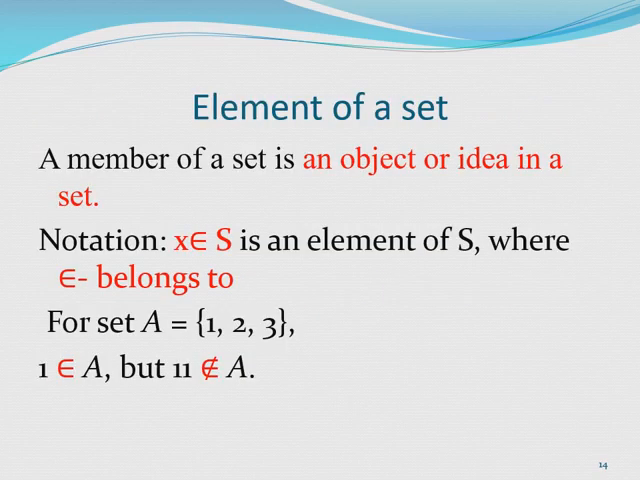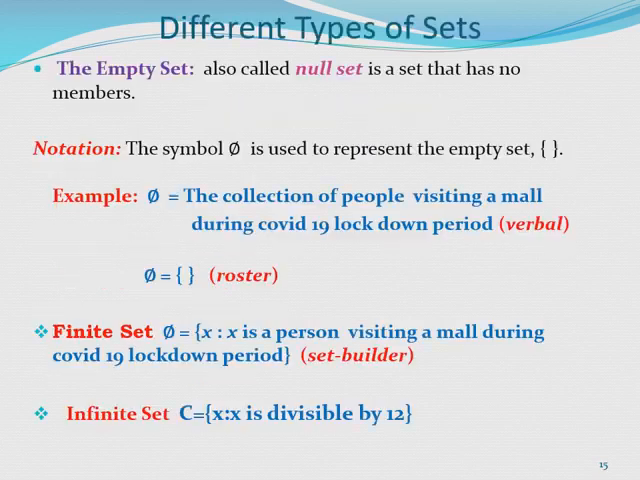Element of a set. A member of a set is an object or idea in a set. Notation: X in S, or X belongs to S. So given an example, A equal to 1, 2, 3, we know 1, 2 and 3, they belong to the set. But take any other number which does not belong to the set. So does not belong, you have the notation given over here with a stroke on E.